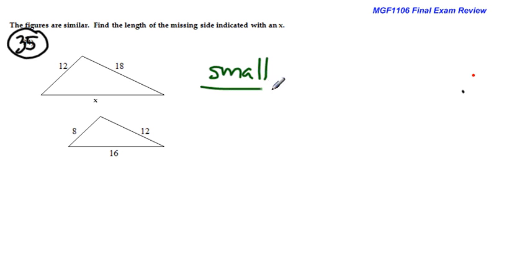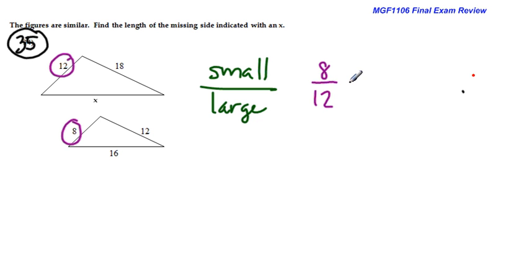So what we need to be careful on is how we set up the proportion. The ratio smallest to large will always remain the same, and they will give you one pair complete. So we have 8 and 12. 8 is in the small triangle, 12 is in the large triangle. We want X. X goes with the 16.